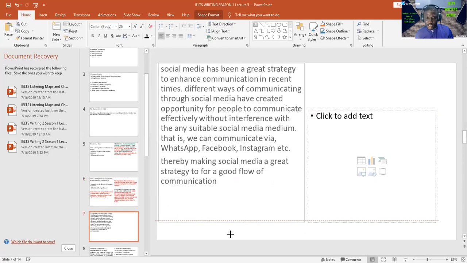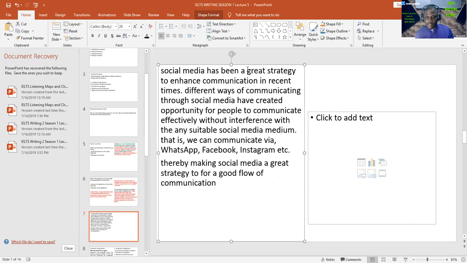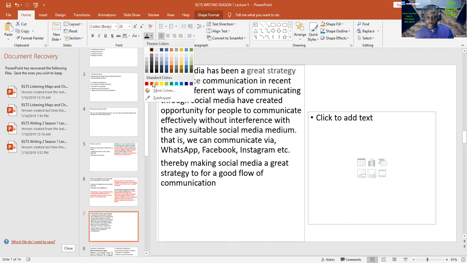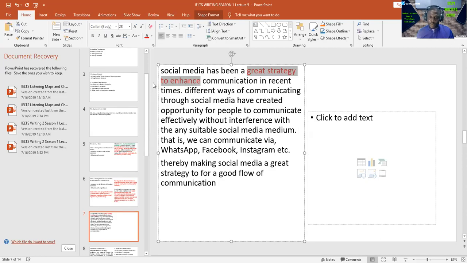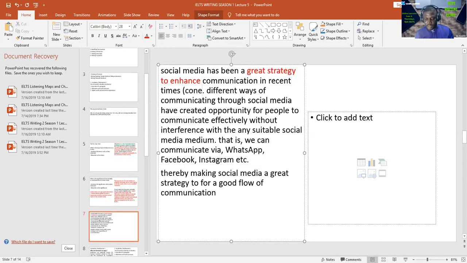Okay, social media has been a strategy to enhance. When you use the word strategy here as an action, you can't use it in isolation. It becomes the strategy of many in enhancing communication. You need to refer to someone when you are using the word strategy, because it's an action, to enhance communication in recent time. You did not give us the context of what you mean. Context missing. In what sense is it enhancing? If you say enhancing, you have not really touched on anything.